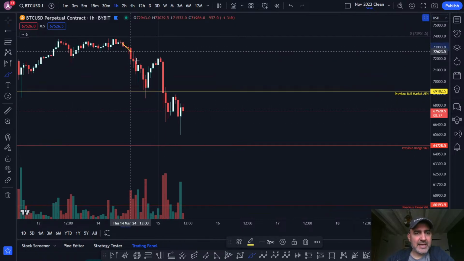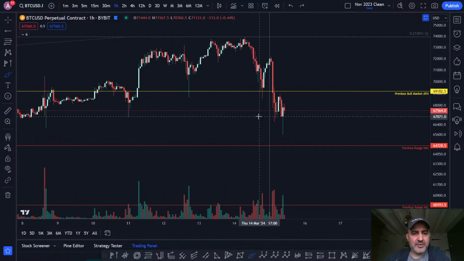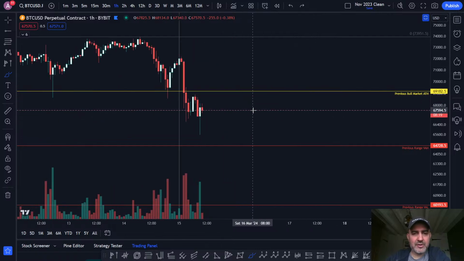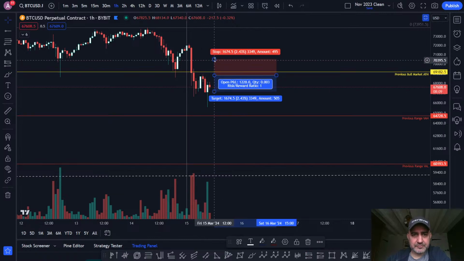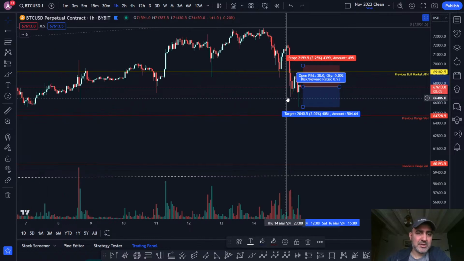I mean, the short to be had was here, wasn't it? Or actually up there. And now that we're in the lows of this potential range, you could short, but where would your invalidation be? It would be back above this line, effectively. That's the short. But you'd want to short on a pullback. If you were to short now, that would be the short. I wouldn't do that.